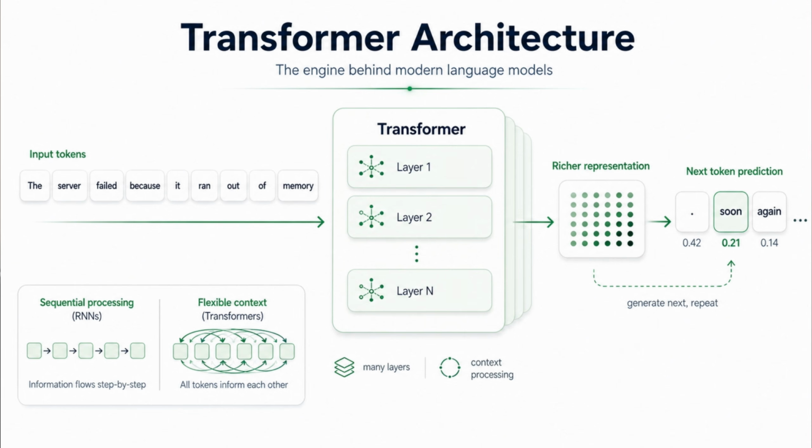Before transformers became popular, many language systems used older approaches like recurrent neural networks. These systems processed the text more sequentially, almost step by step, and that made them harder to train at a very large scale and less efficient when working with long text. But transformers changed this because they allowed the model to look at different parts of the input more flexibly and understand the relationship between words, even when the words are far apart in the sentence.